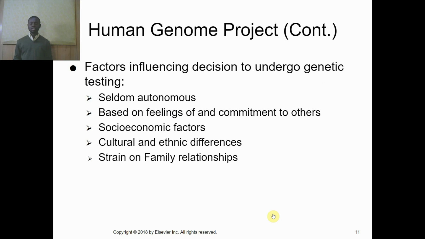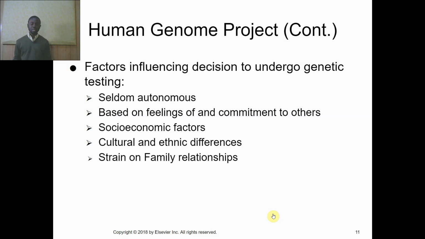Factors influencing the decision to undergo genetic testing are seldom autonomous. That means that family members can actually push other family members to go for testing. For example, if I know that I might be at risk for a certain genetic condition, I might ask my parents to go for testing so we will know exactly what we are at risk for, although they might not want to do it. Okay, they are also based on feelings and of commitment to others.